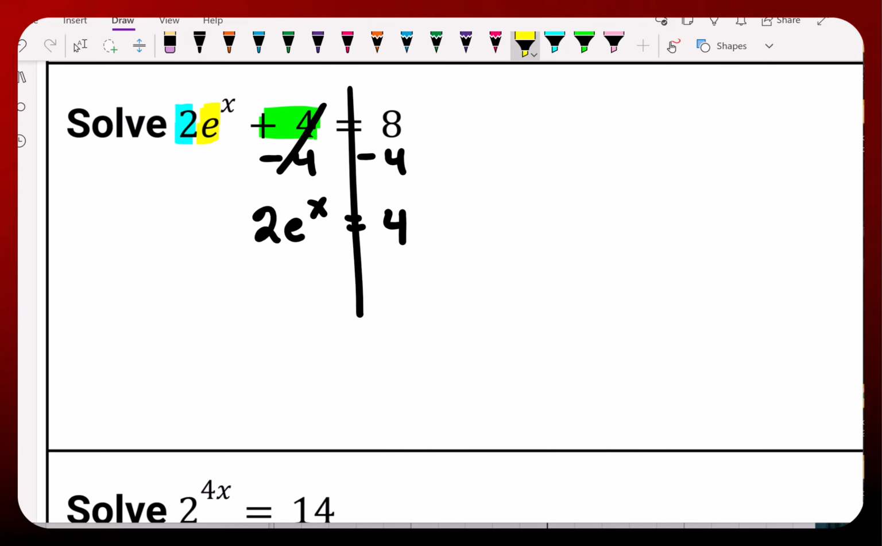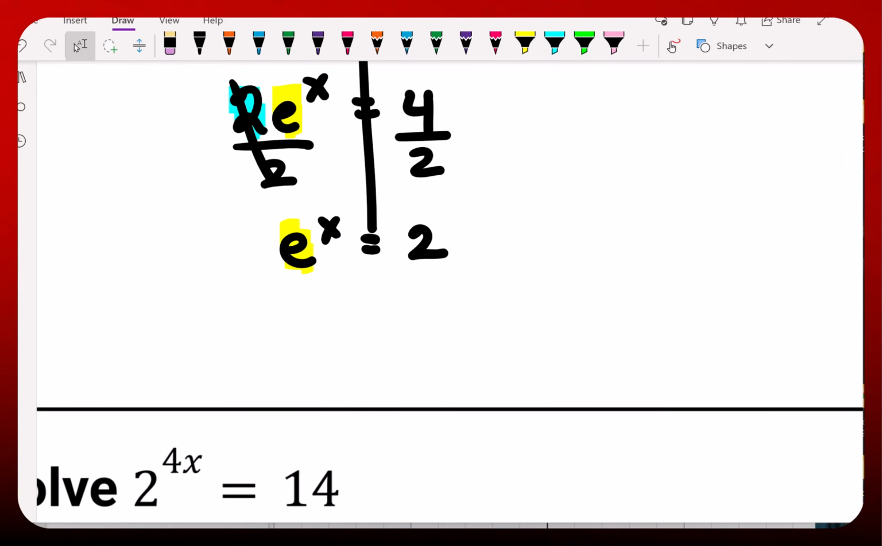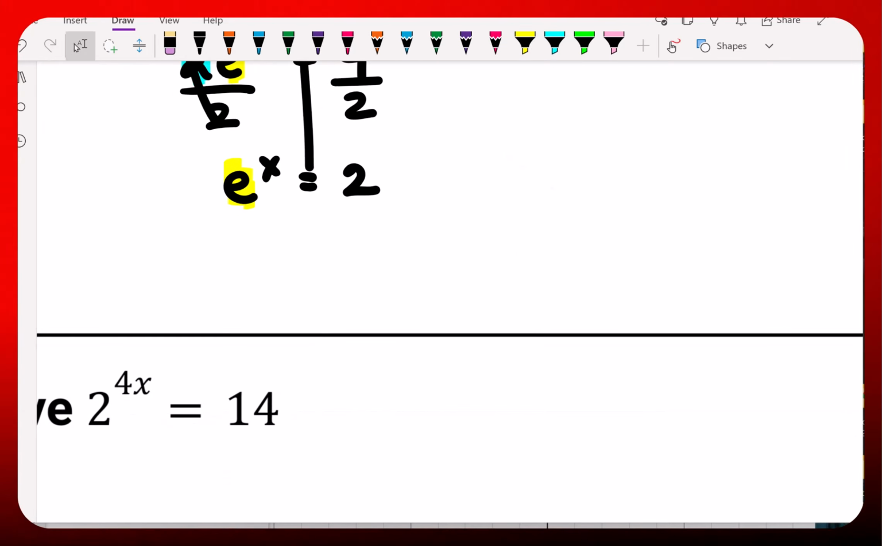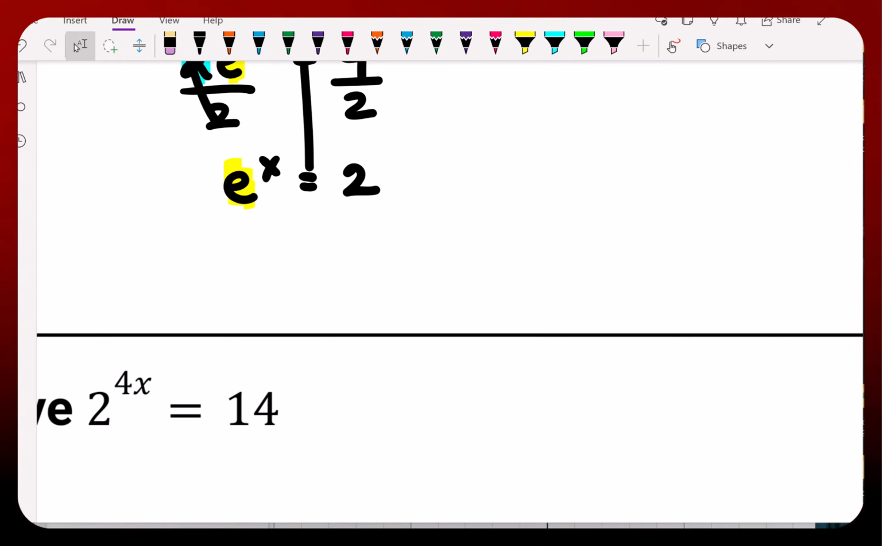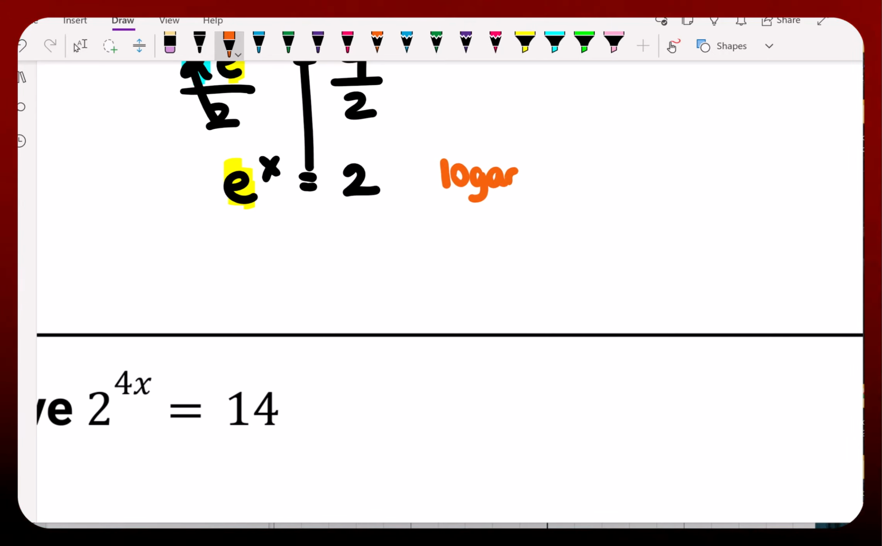Okay, so I'm getting a little bit closer. This e is almost isolated. I have to get rid of this 2. How do I get rid of the 2? Since it's 2 times e, you want to divide by 2. That's what it looks like. So this is what it looks like when it's isolated, and it looks like typical exponential form. You're stuck, you have x in the exponent, and there's really nothing else you can do other than change it to logarithmic form. So I'm going to write that down.